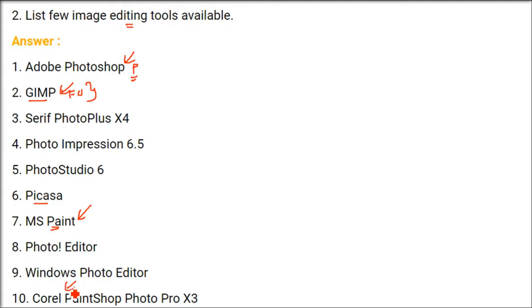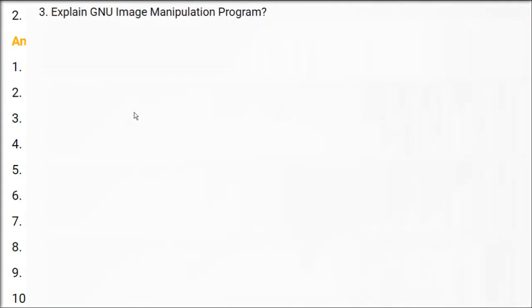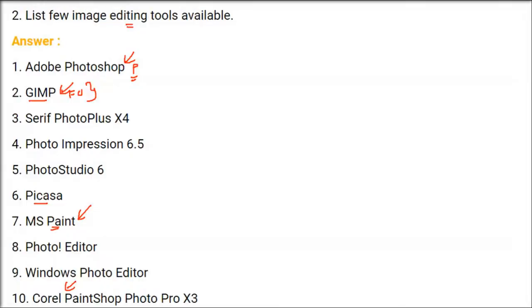So there are so many. Corel Paint Shop Photo Pro X3 is also very competing, very strong software, very handy to use. So all these, every software has something different, some processing which is stronger or something which is different from the others. So let me just go through this. Adobe Photoshop, GIMP, Serif PhotoPlus X4, Photo Impression. These are the versions. Photo Studio, Picasa, MS Paint, Photo Editor, Windows Photo Editor, then Corel, Photoshop, Photo Pro.